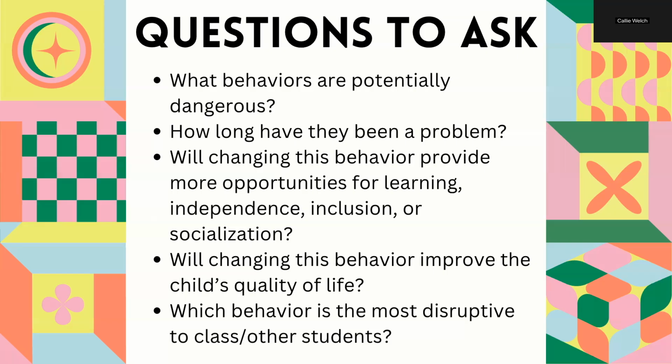So, knowing how long it's been a problem can help us figure out, okay, what has changed in this child's environment? Has anything changed and what could be going on? And that's going to help us figure out what we need to do to support that. Will changing this behavior provide more opportunities for learning, independence, inclusion, or socialization? So, if this behavior changes, is this going to improve their life? Is it going to improve your classroom? Is it going to improve their learning? If it doesn't improve any of those things, then it's probably not something we need to be super concerned about.